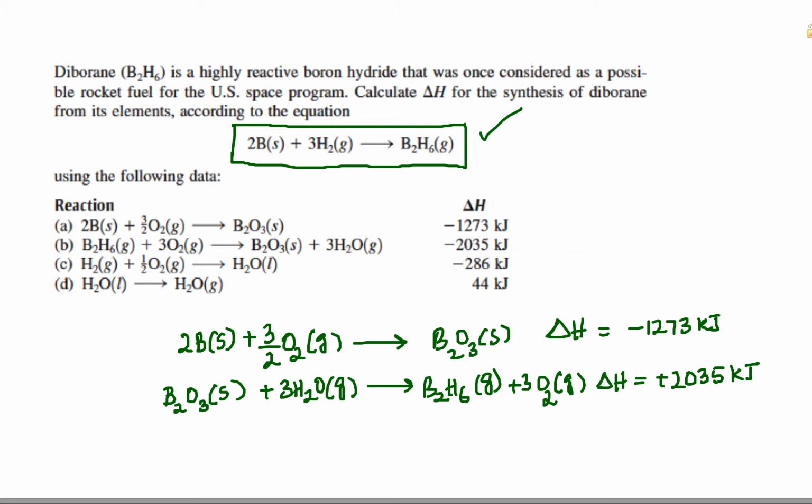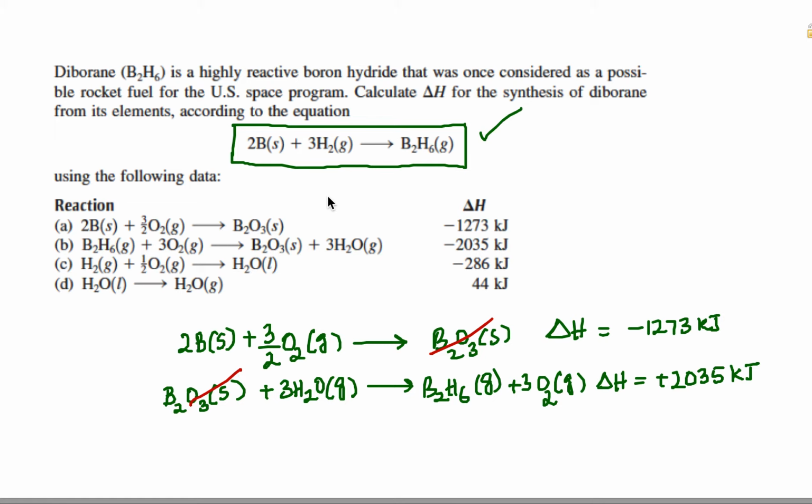And another thing we should see is the things that are remaining. So this is cancelled out. Oxygen is 3 by 2 O2 on the reactant side, 3 O2 on the product side. That means we still have 3 by 2 O2 on the product side and 3 moles of gaseous water on the reactant side. They must go, and also the H2 gas, 3 moles, should come on the reactant side.